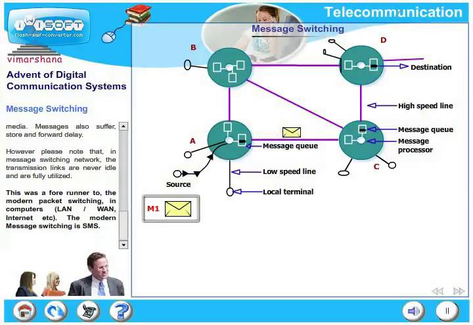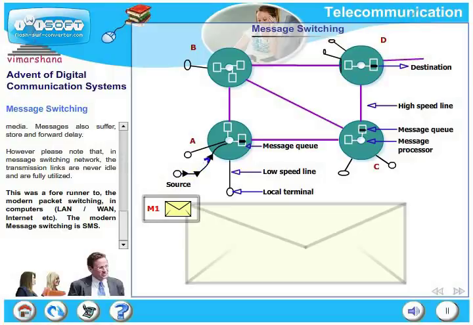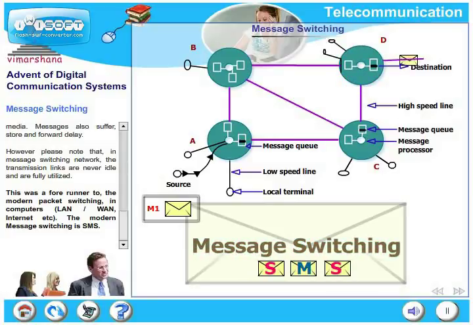However, please note, in a message switching network, the transmission links are never idle and are always fully utilized. This was a forerunner to the modern packet switching in computers, which is used in LAN, WAN, internet and so on. The modern message switching is, of course, SMS.